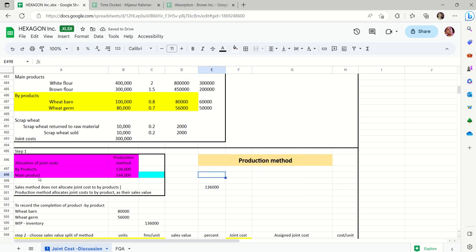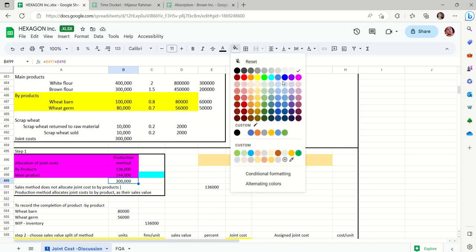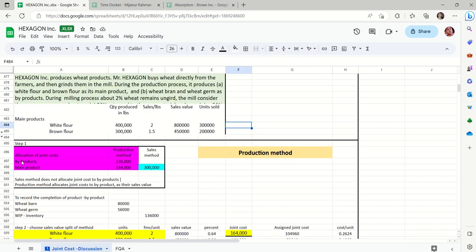Then we move to the main product. It's simply this 300,000 subtract this byproduct value, okay? That is 164,000. If you add this plus this, that would give you 300,000, highlighted in red. The production method allocates cost to the byproducts. The sales method does not, okay?